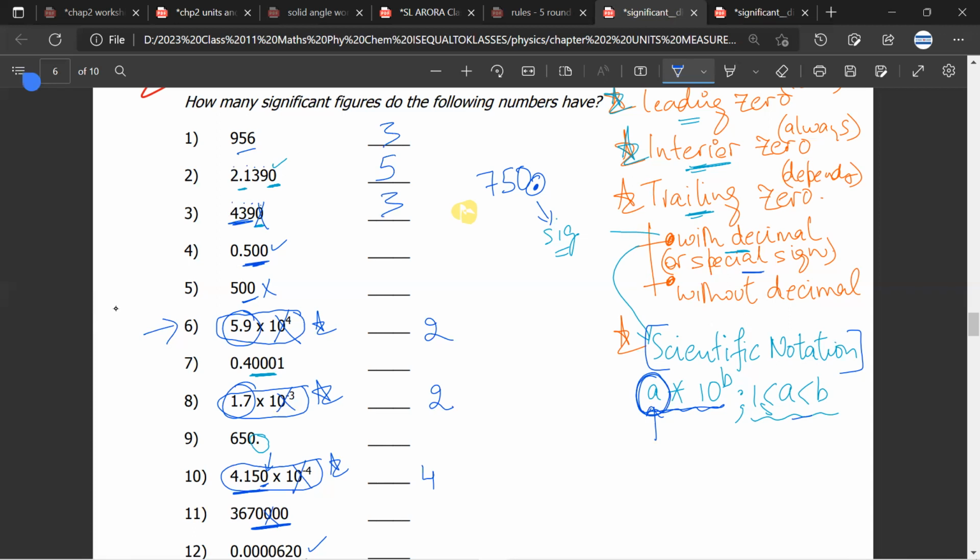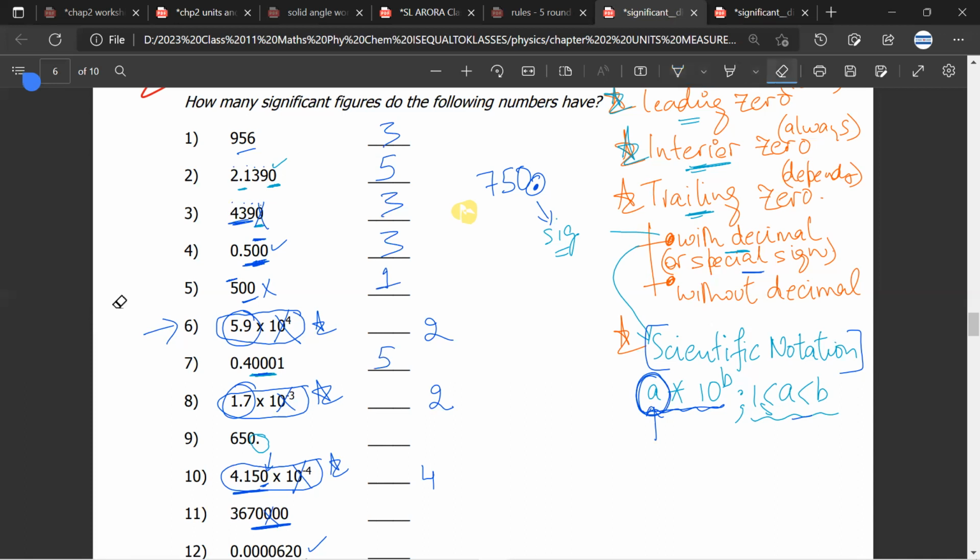0.500. These are trailing zeros, but there is a decimal, so these would be considered significant. So three significant digits. Here, trailing zeros, but no decimal, so only one significant digit. These are interior zeros, so these would be considered significant. So 1, 2, 3, 4, 5. Five significant. 650, and there is a decimal.